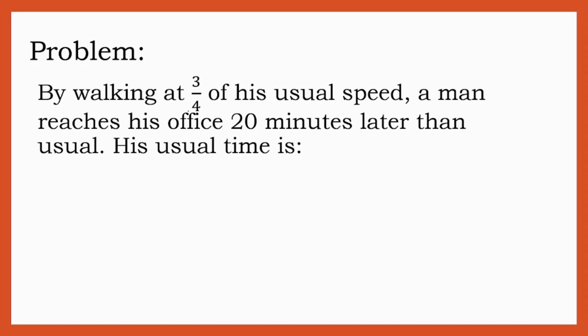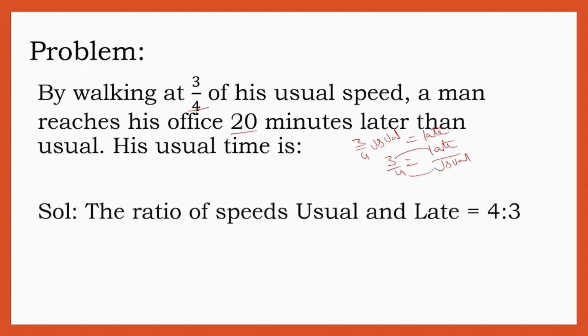By walking at 3 by 4 of his usual speed, a man reaches his office 20 minutes later than usual. His usual time is? So here 3 by 4 of usual speed equals late speed. So 3 by 4 equals late by usual. So you can get an idea that late speed is 3x and usual speed is 4x. So the ratio of speeds is 4 is to 3, usual to late.